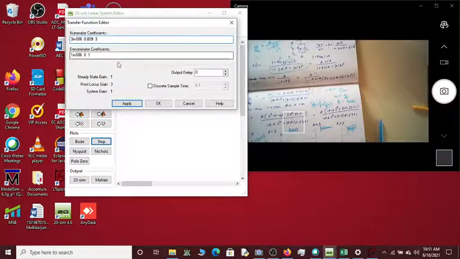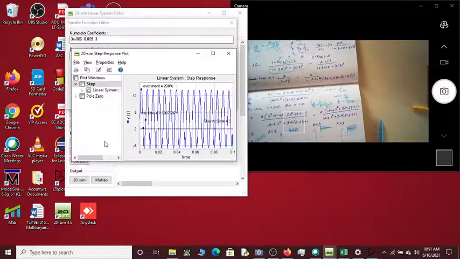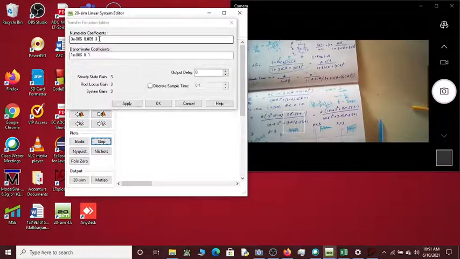I'm just writing 3, and over here it is the same. Let me apply, say, step response, you get the same. Here, this is the response. So this is an oscillator response. Now if I make it as 2.9, we'll make it 2.9.